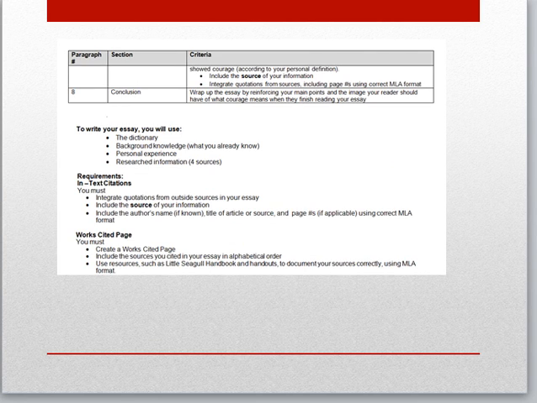You'll end with a conclusion. Note that things you'll use to write your essay include the dictionary, your personal experience, and research. So you'll need to quote sources and include those sources on a works cited page, and I'll show you some examples in this lecture.